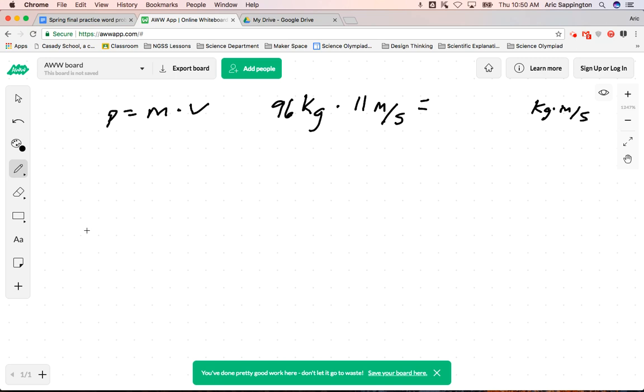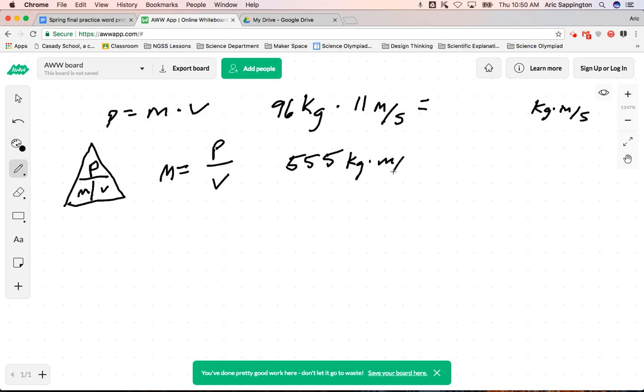So we have another momentum problem. This time I'm going to use the triangle for momentum. And we have mass times velocity, and momentum on top, and we're trying to solve for mass. So it's going to be mass equals the momentum divided by the velocity. Our momentum is 555 kilograms times meters per second. We're dividing that by a velocity of 12 meters per second. And so our meters per second cancel, and we're left in kilograms.